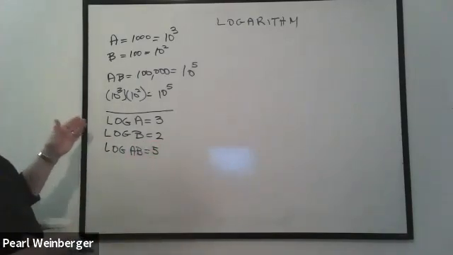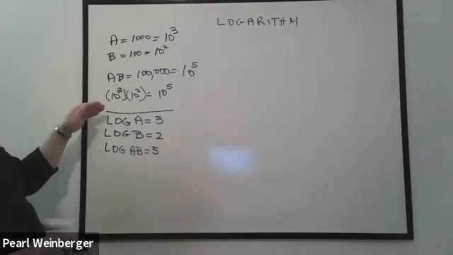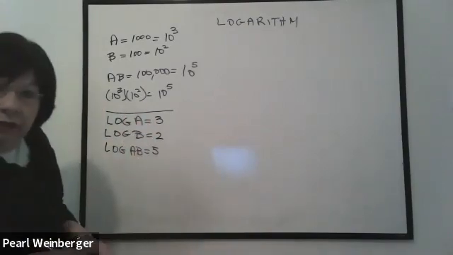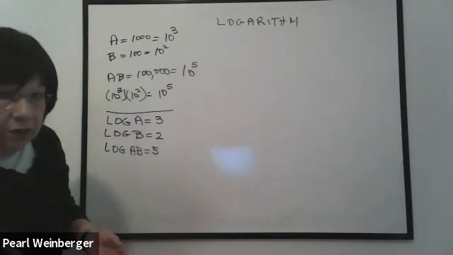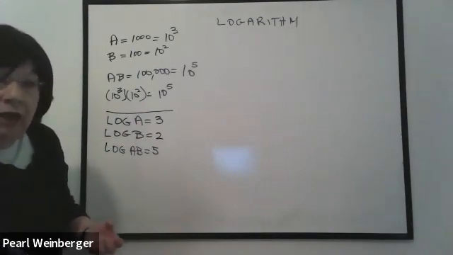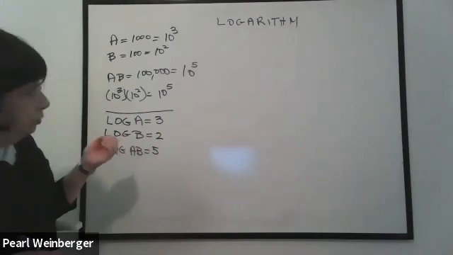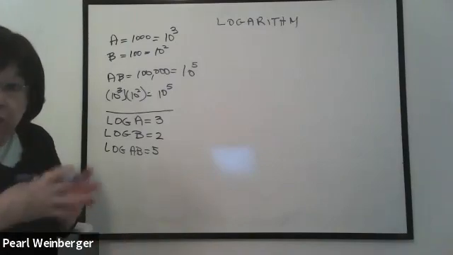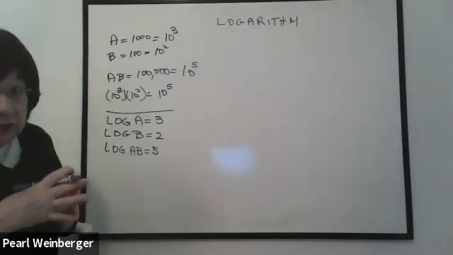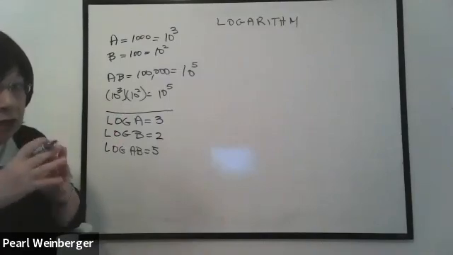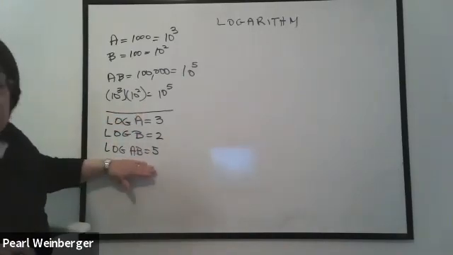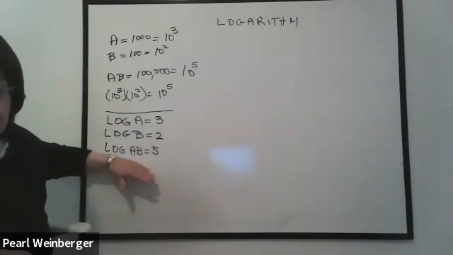So let's look at what happened. We multiplied two numbers, but what did we do to their logs? We didn't multiply the logs, we added the logs. And the reason we did that makes sense when we realize that the logs are the exponents, and we know the rule is that when you're multiplying two numbers, as long as their bases are the same, you add the exponents. The logs are exponents, so if we keep in mind, what we do to logs is what we do to exponents.